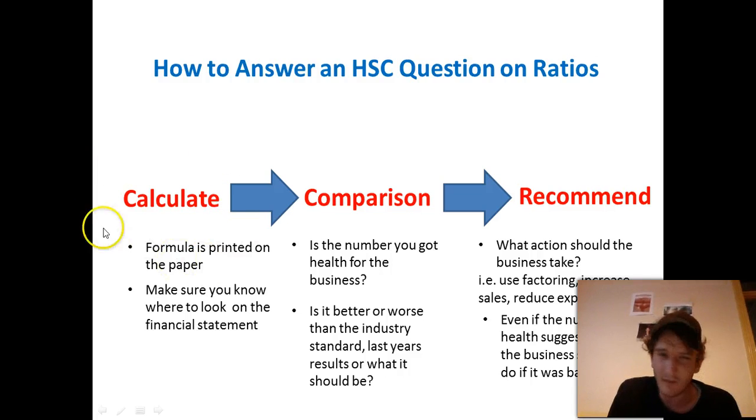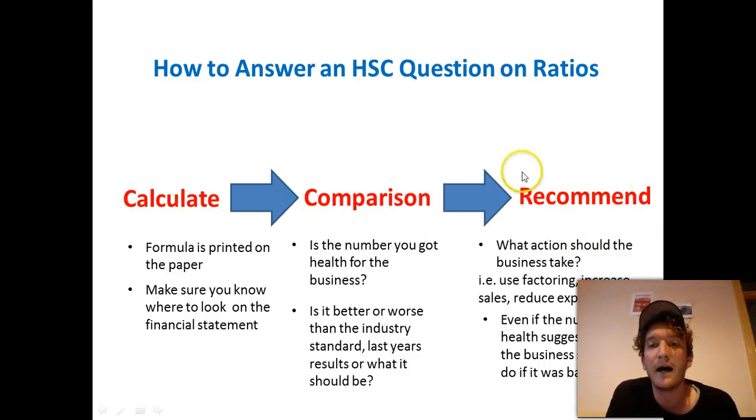This means that, let's say you have made a mistake with your calculation and you calculated a healthy number when it should have been a sick number. You can still pick up marks on your recommendation. So say, okay, you've lost marks for getting that wrong, but you've still suggested an appropriate course of action when there's a liquidity issue or whatever issue the business might find.